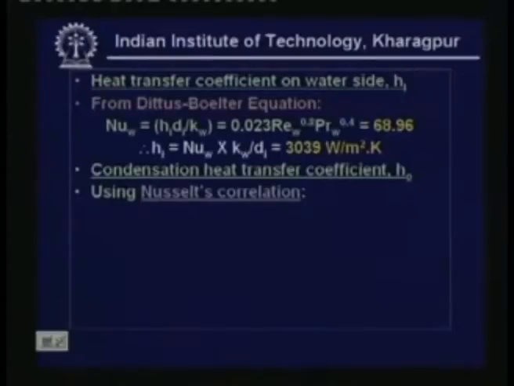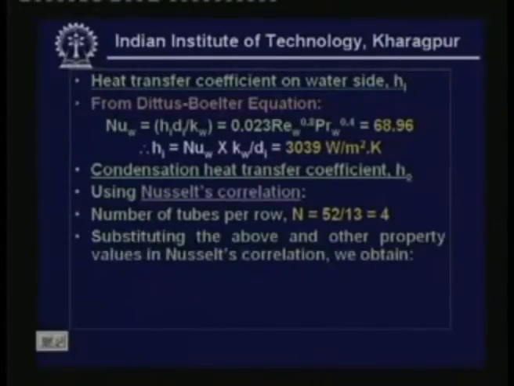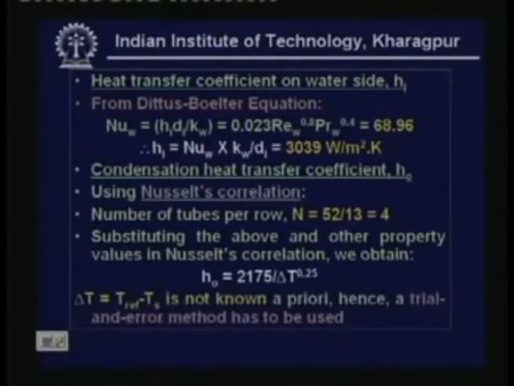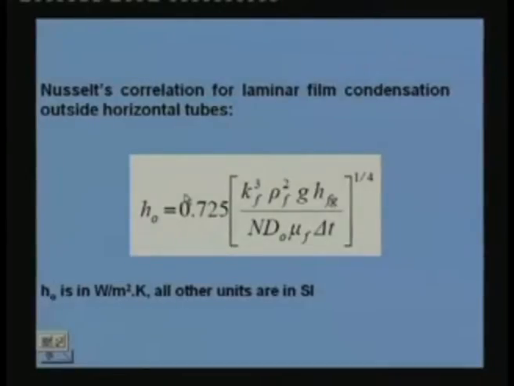In the last class I mentioned that we can use the classical correlation given by Nusselt. Nusselt's correlation is valid for laminar flow. So here this is valid. You can cross check that it is valid here. So let us apply Nusselt's correlation for finding the condensation heat transfer coefficient. So what is Nusselt's correlation? This is Nusselt's correlation for laminar film condensation outside a horizontal tube. I have explained this in the last lecture.